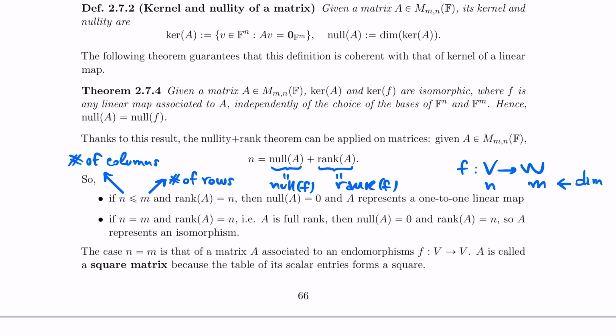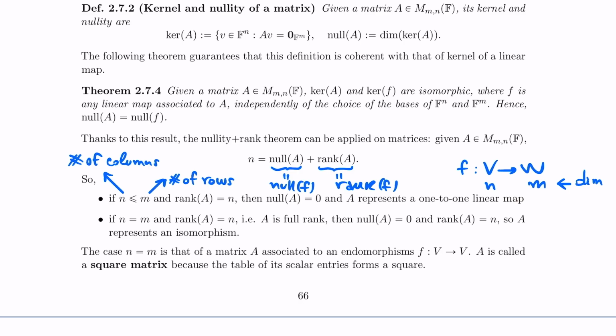Let's consider the case in which n is less than or equal to m, and suppose that the rank of A is n. Since here we have n and here we have n, this implies that the nullity of A is 0, and so also the nullity of F will be 0. This means that A represents a one-to-one linear map. Notice that we can only say with certainty that A represents a one-to-one linear map F.